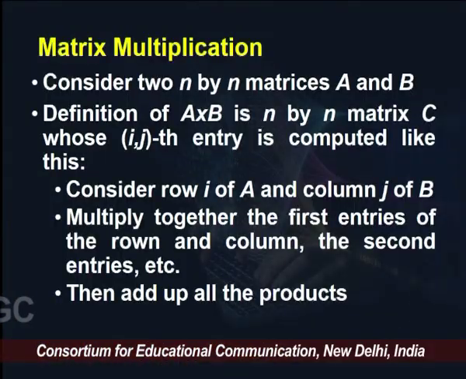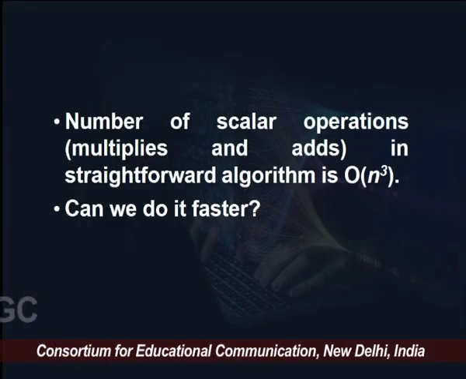Here we consider row i of the matrix A and column j of B, multiplied together: the first entries of the row and column, the second entries, and so on. Add up all the products, and we get the ijth entry of the matrix C. This is the basic procedure of naive matrix multiplication. The number of scalar operations, multiplications and additions, is very straightforward, and comes to order n cube if we compute the time complexity.